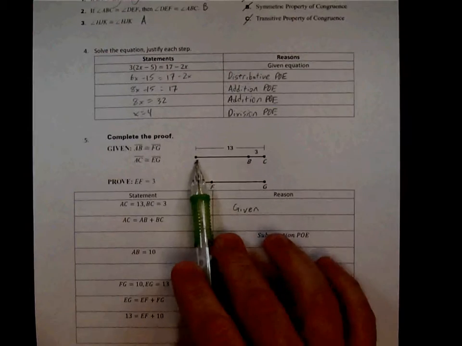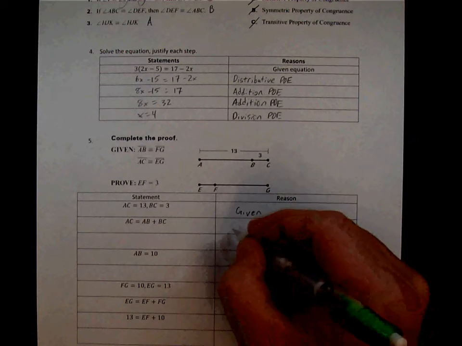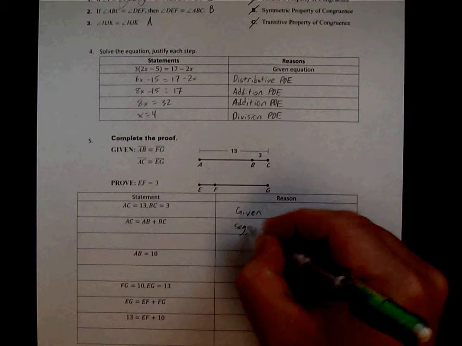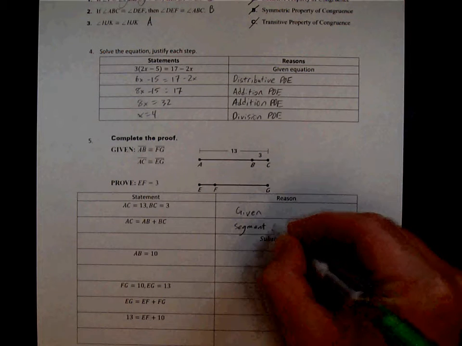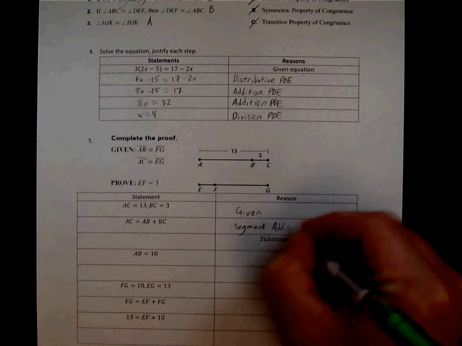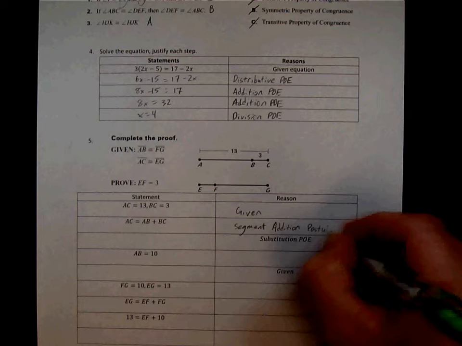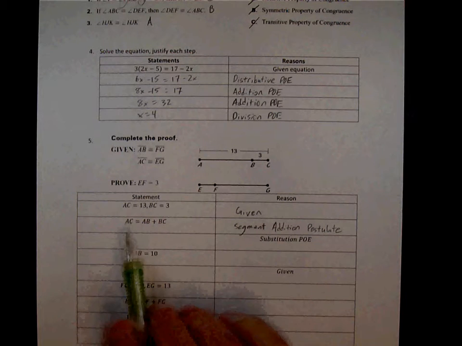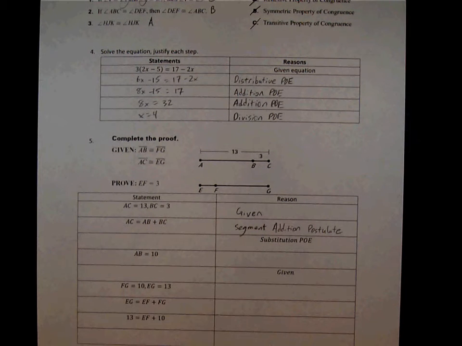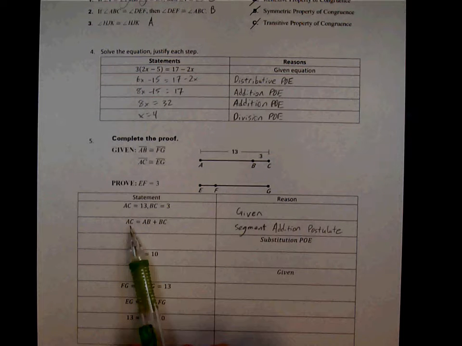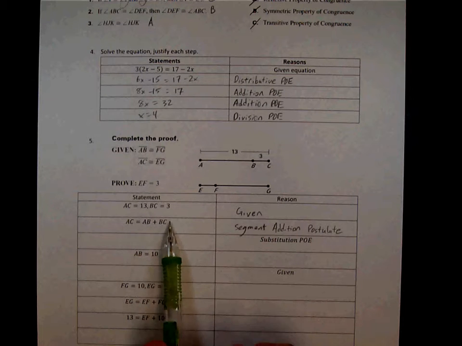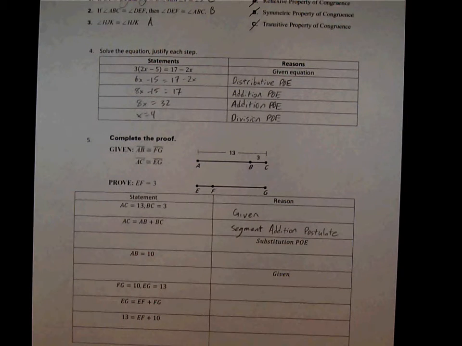Next, AC, that full segment, is equal to the pieces AB plus BC. That's segment addition postulate. That was from last chapter. We use segment addition postulate, and a lot of times they come in pairs. I think we actually see it one other time in this proof. And you'll notice that the one side is the entire segment length, AC. The other side is 2 small pieces. That's what segment addition postulate will usually look like.